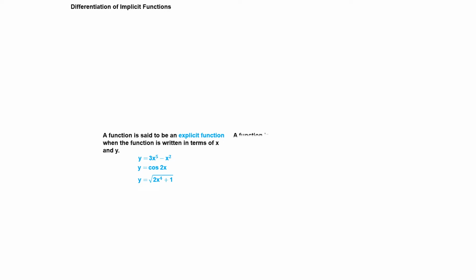A function is said to be an implicit function when the function does not have the x and y terms separated. In short, the variables x and y are all intermixed on both sides of the equation. Below, we can see some examples of implicit functions. We can see that in an explicit function, when we know x, we can calculate y directly. And in an implicit function, knowing x does not lead directly to y.